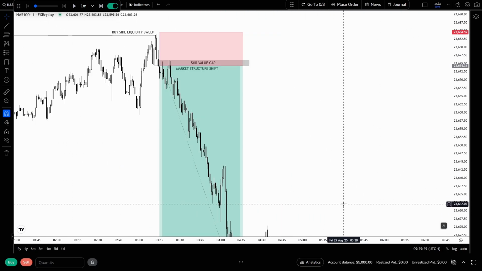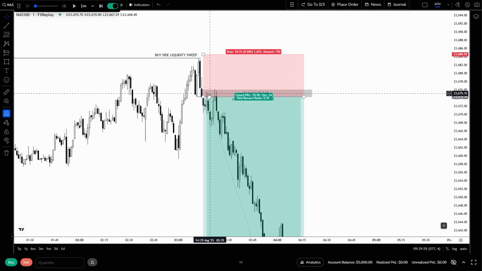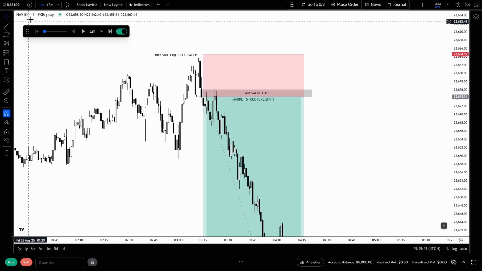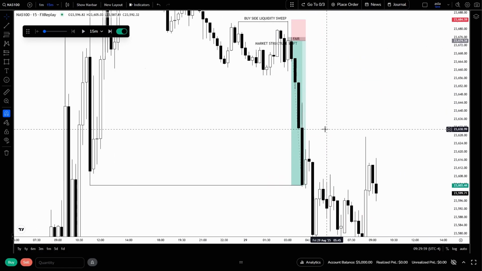And look at this. See how cleanly price respected the fair value gap and continued straight toward our targets.